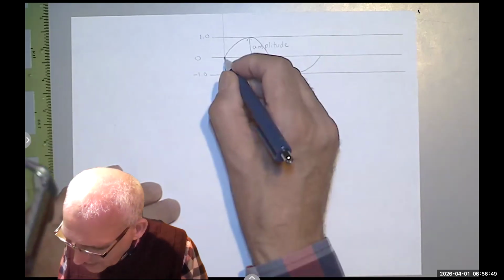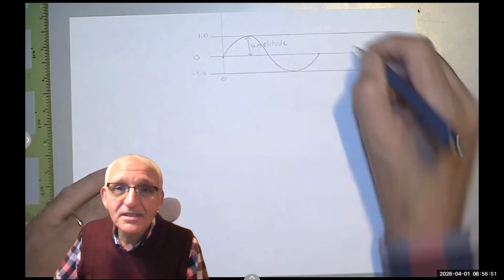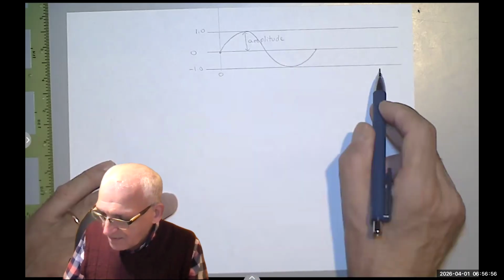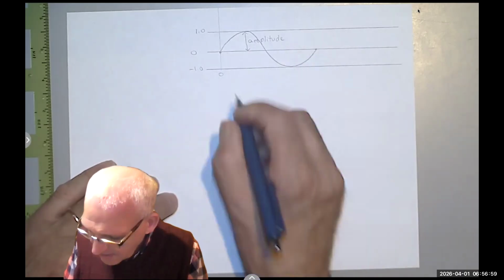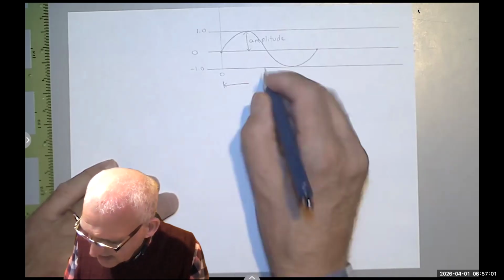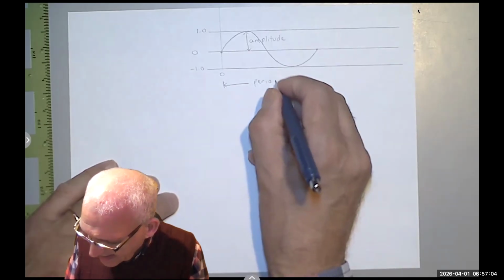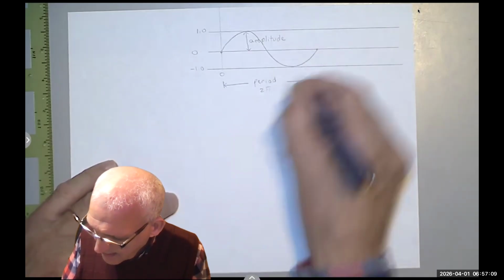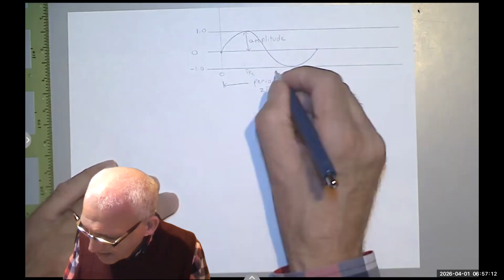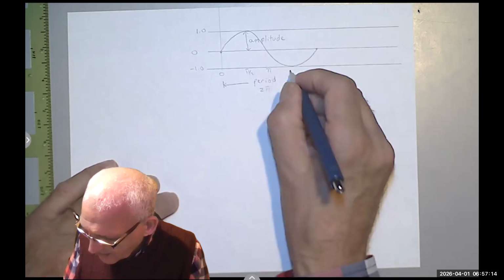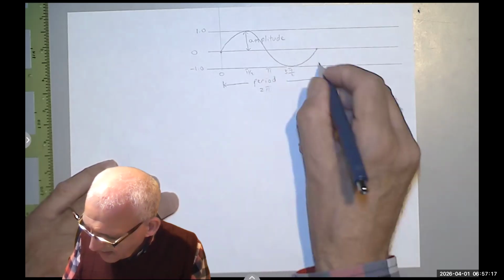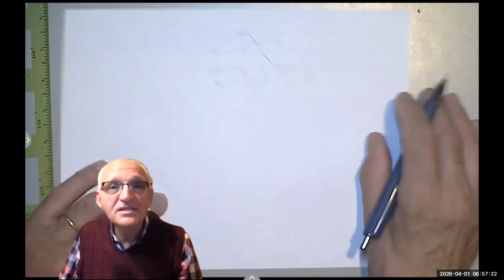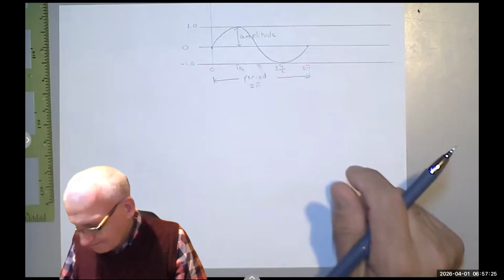The distance between two consecutive similar points, meaning maximum and maximum, minimum and minimum, starting point and starting point, this is the period. So one cycle is a period, and for the parent function, this is 2 pi, right? So this is pi over 2, the 0 is pi, the -1 is 3 pi over 2, and the 0 again is 2 pi. So every 2 pi, it repeats, meaning the period is 2 pi.